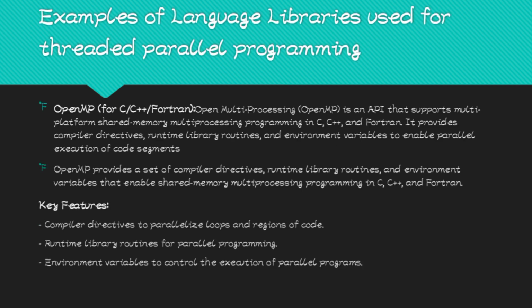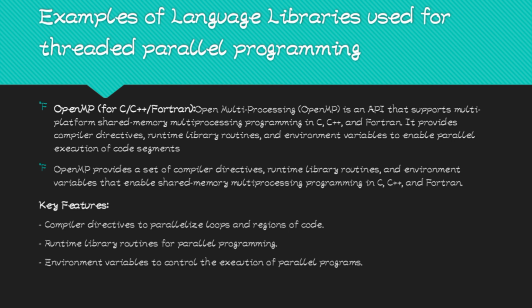Then examples of language libraries used for threaded parallel programming. Now I'll be highlighting the library code. At first I was just pointing them out, but now let me go more in depth. The first language library we have is OpenMP, which is Open Multiprocessing. It can be used in C, C++, and Fortran, those are the programming languages OpenMP can be used in.